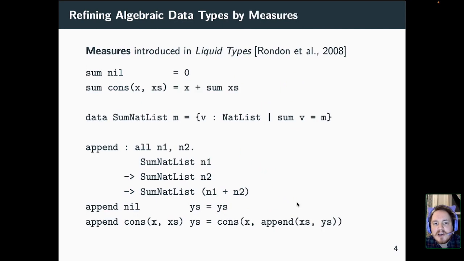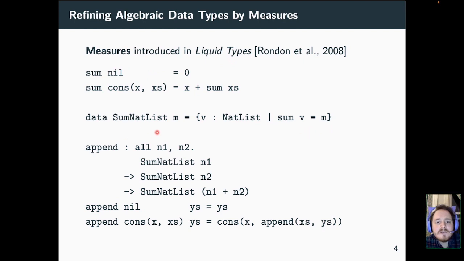It seems we can do a bit better by using measures, which were introduced in liquid types. So for example, we can define the sum measure, which is just a small functional program, and then use that measure to refine our data type by using a set-builder kind of notation.